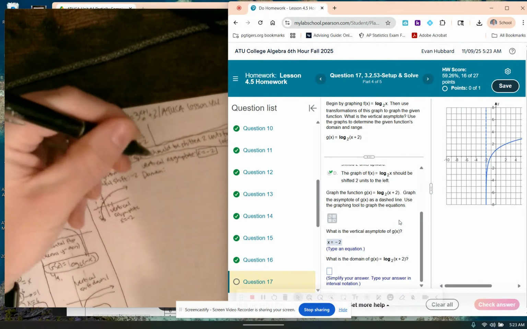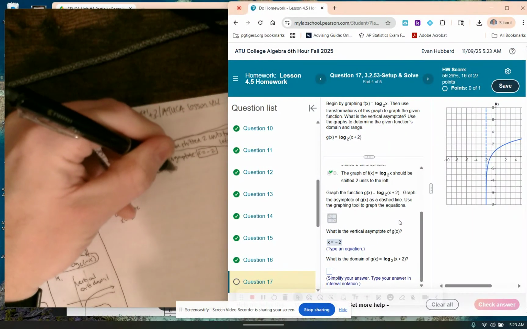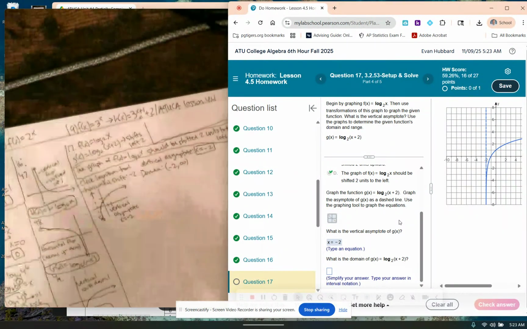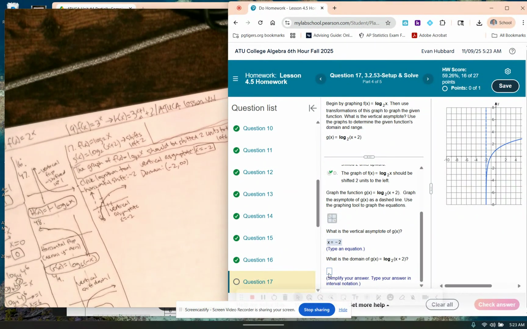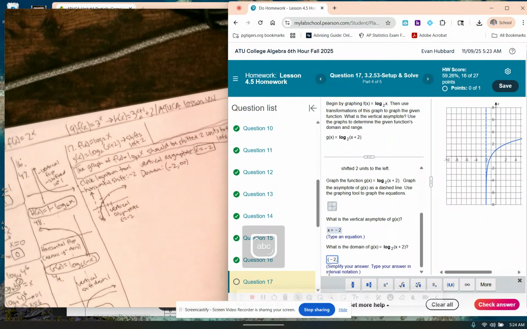Domain, how far left does it go? It goes to negative 2 but doesn't quite ever hit negative 2. How far right does it go? Infinity. So the domain would be negative 2 to infinity.